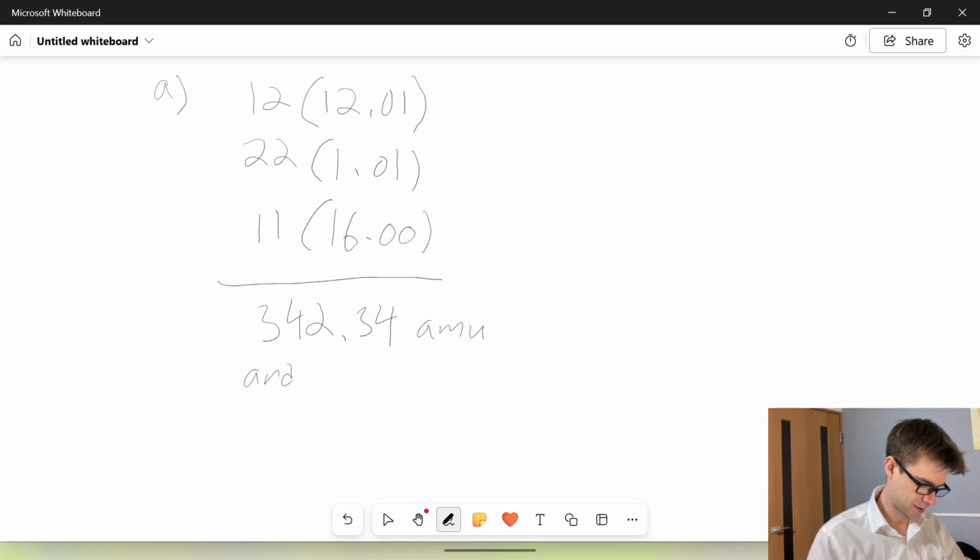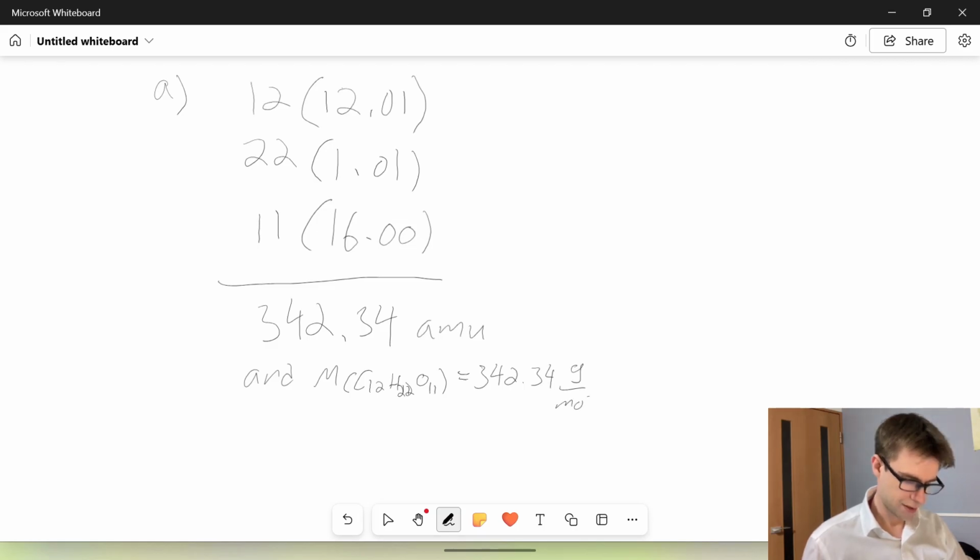And the molar mass of sucrose, which is C12H22O11, is the same number with units of gram per mole. Okay, that's always true. Whatever you calculate to be the relative molecular mass will be that compound's molar mass. Okay, what was B then?